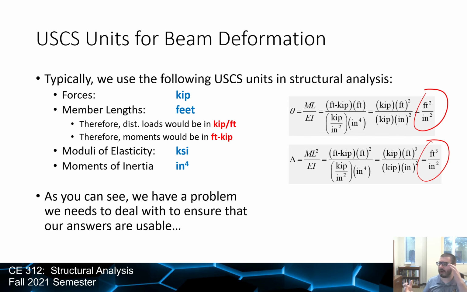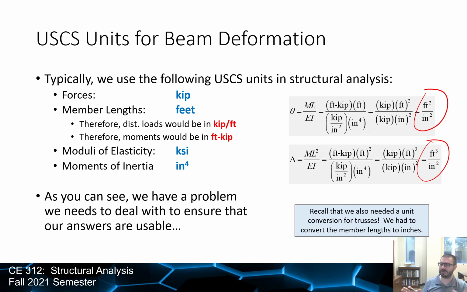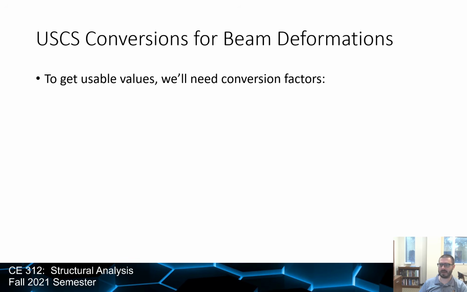So as you can see, there's a problem that we have to address to ensure that the answers make sense, that they're usable. And again, we had a unit conversion factor for trusses. Our conversion factor was 12 because we had to convert the member length to inches. So I want to see if we can develop a conversion factor for beam deflections or beam deformations. So we need conversion factors, okay? So maybe the first thing we ought to ask is, what are our desired units? Like, what do we actually want the units to be at the end of the day?